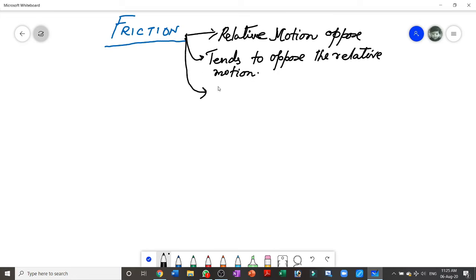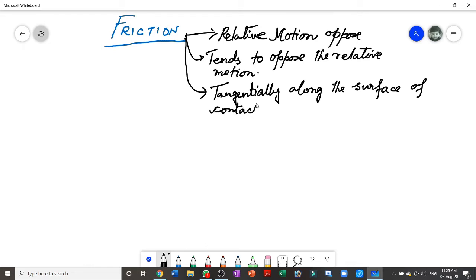How does it act? It acts tangentially along the surface of contact. So we can say that it opposes the relative motion. That is, if any type of relative motion is happening, then the force which opposes this type of motion is called a frictional force.